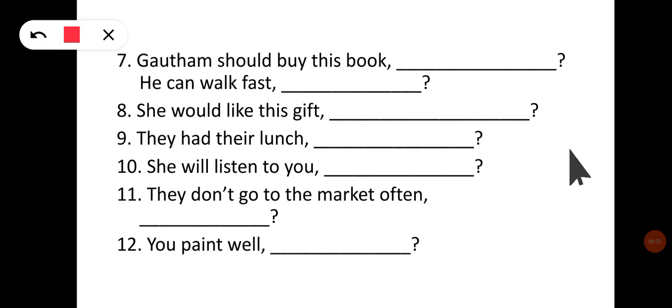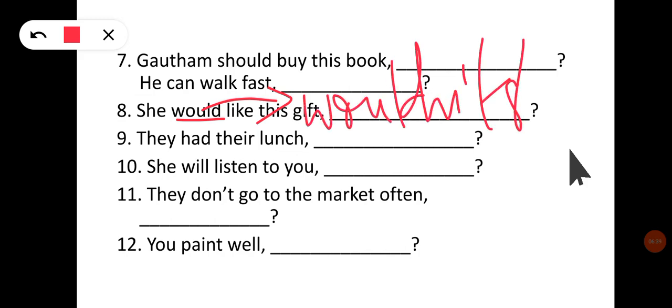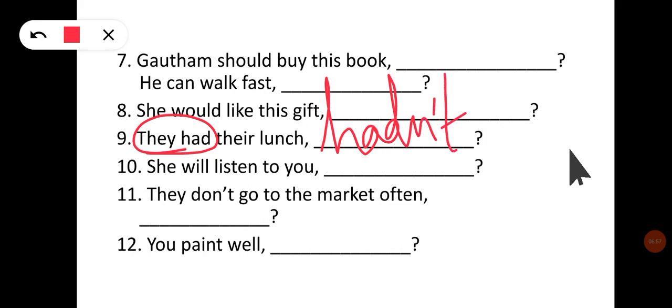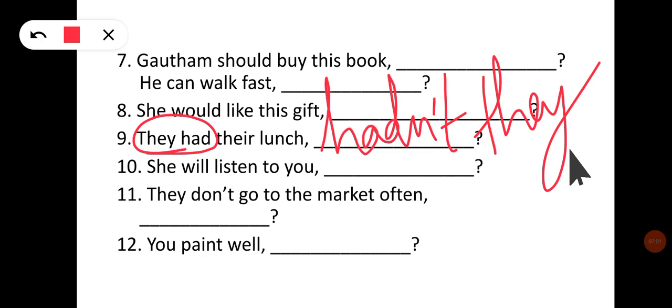She would like this gift. Would is already there. You have to change it into wouldn't. Okay. And she remains as she only. Wouldn't she is your answer. Next. They had their lunch. What is the subject and verb here? They and had. You have to change had into negative, that becomes hadn't, and they can be used as it is. Hadn't they is the question tag.